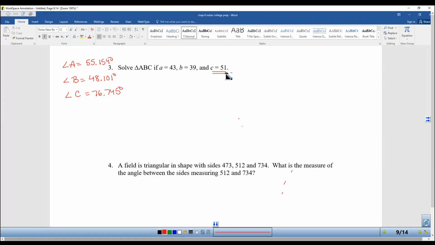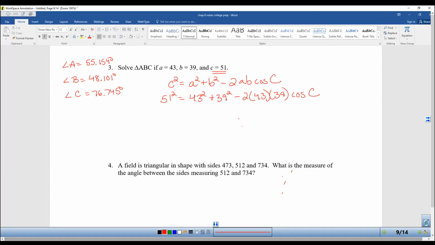Again, I always find the largest angle first. It prevents the ambiguous case to do it this way. So since I'm going to start with C, I'm going to use C squared is equal to A squared plus B squared minus 2AB cosine of C, which is going to be 51 squared is equal to 43 squared plus 39 squared minus 2 times 43 times 39 cosine of C.